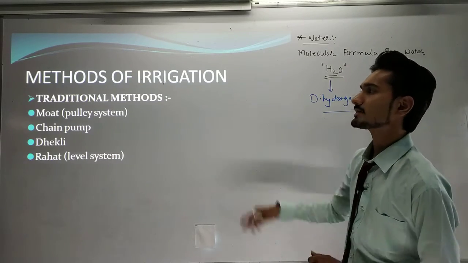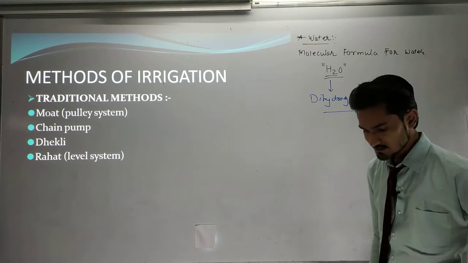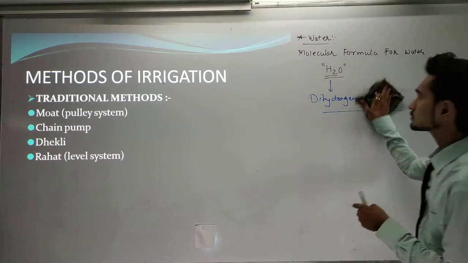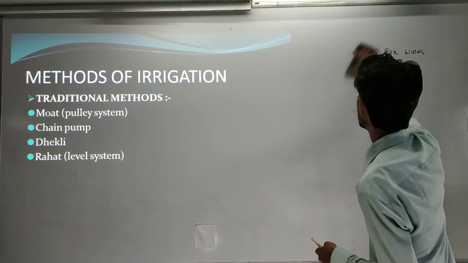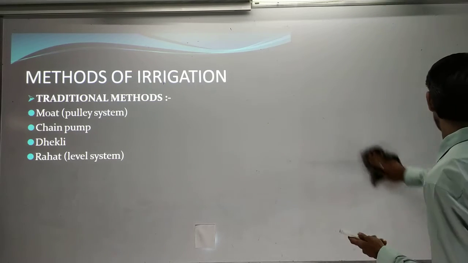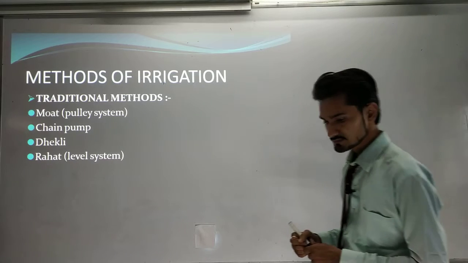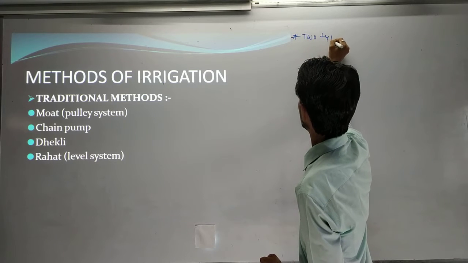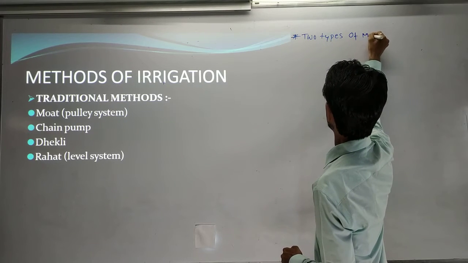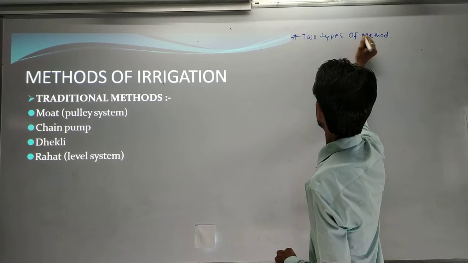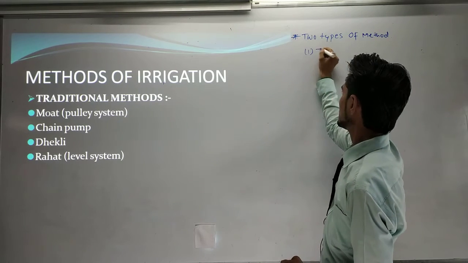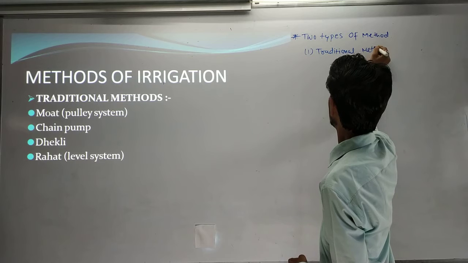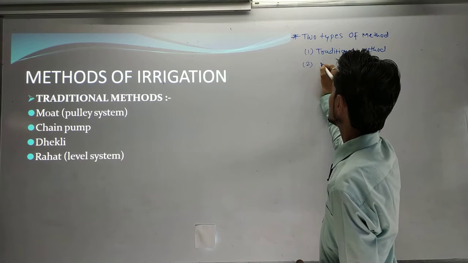now it is the methods of irrigation, in which there are traditional methods and modern methods. We have to see it here. Okay, I am writing that 2 kinds of irrigation methods are available. First one is known as the traditional method, and another one is known as the modern method.